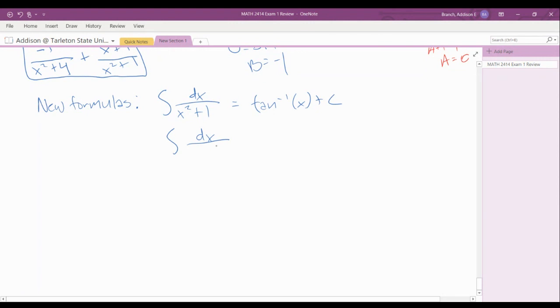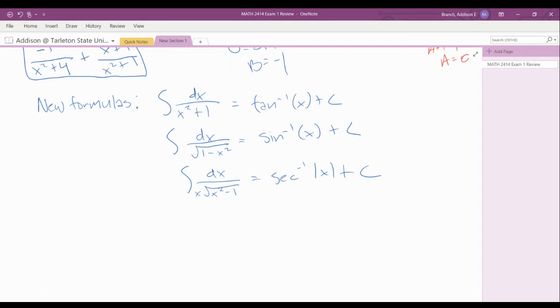dx over the square root of 1 minus x squared is equal to inverse sine. And dx over x square root of x squared minus 1 is inverse secant. And make sure you have your absolute value with your secant. And with all of these, if you're unsure about them, you can always try a trig sub. You should be able to do a trig sub for all of these and get the same thing, if you don't remember it off the top of your head.